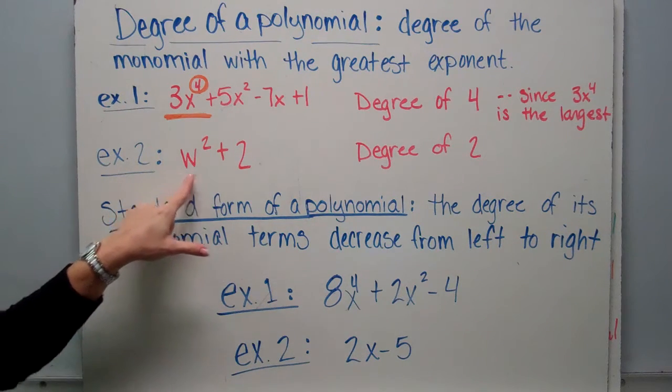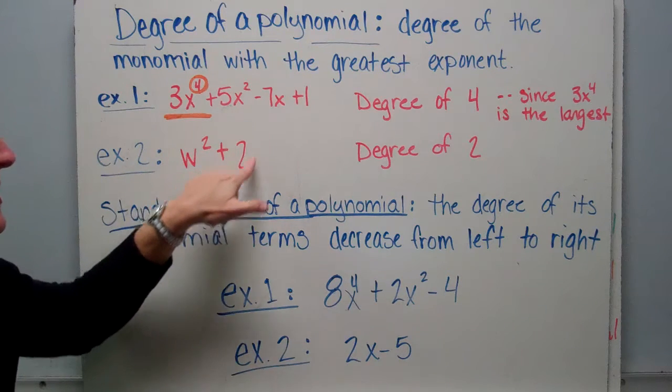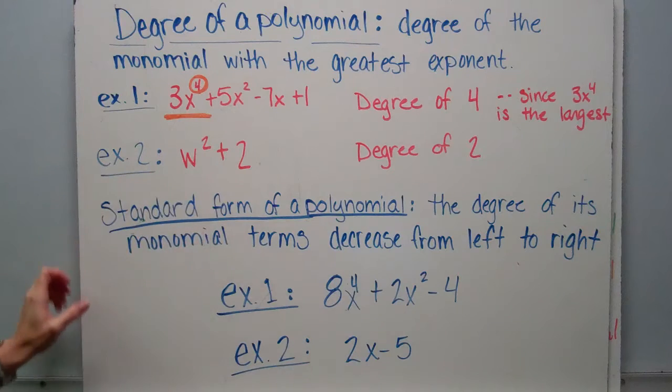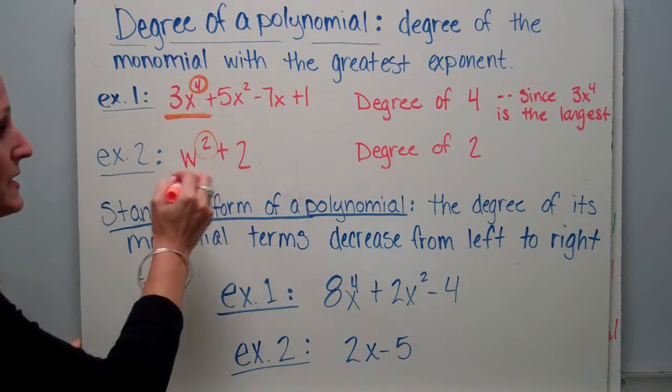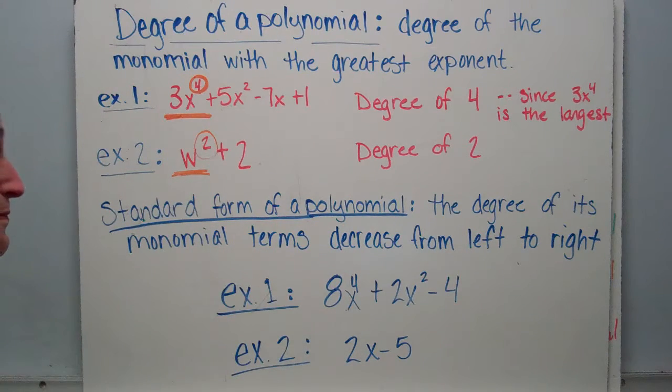What about here? w squared plus 2. Well, this 2 is just a constant. It actually has no degree. So here, my degree of 2 makes this w squared my highest. So the degree here is just 2.